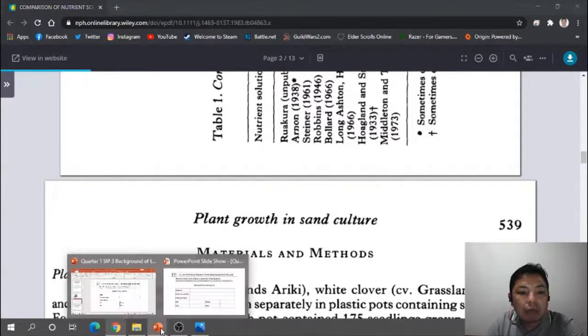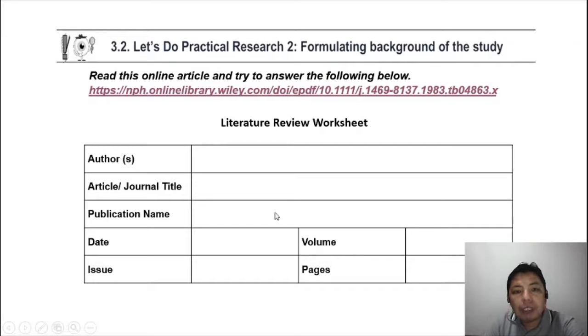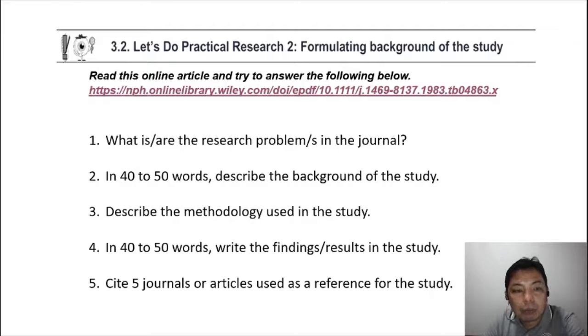And upon reading it, I want you to fill up the literature review worksheet. So write down the name of the authors, the title of the journal or the article, and the publication name. When you say the publication name, who published it, the date it was published, the date it was issued, how many volumes, and how many pages. Aside from that, I would also like you to answer the questions below. Number one, what are the research problems in the journal? Number two, in 40 to 50 words, describe the background of the study.